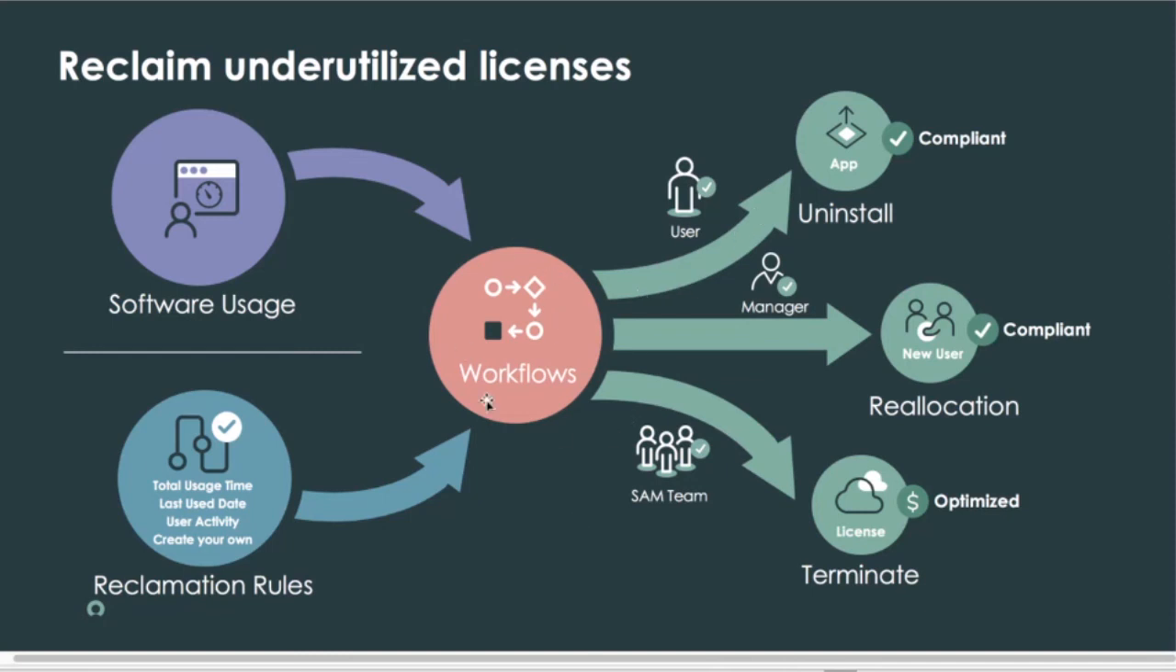So in this case, we need to reclaim, so I could uninstall various applications or software. We can come over here and reallocate to make sure that we're compliant, or we need to go off here and terminate various software licenses to reduce our overall spend, or unnecessary spend, I should say. So the power of the workflow, power of the automation can make it a living and breathing function versus it being a really large manual effort from your software asset management team.